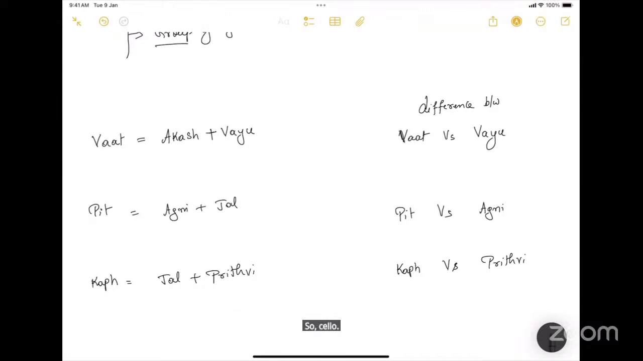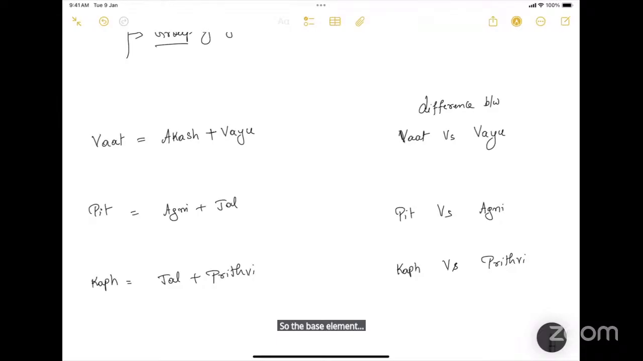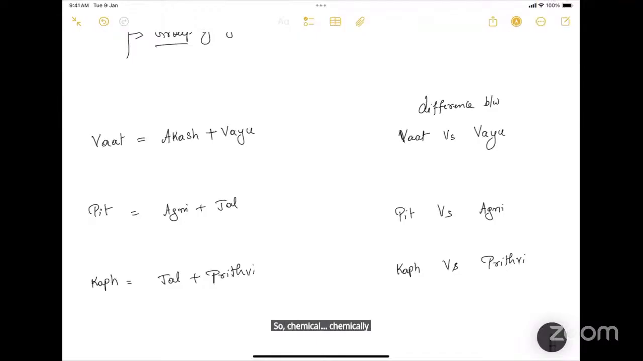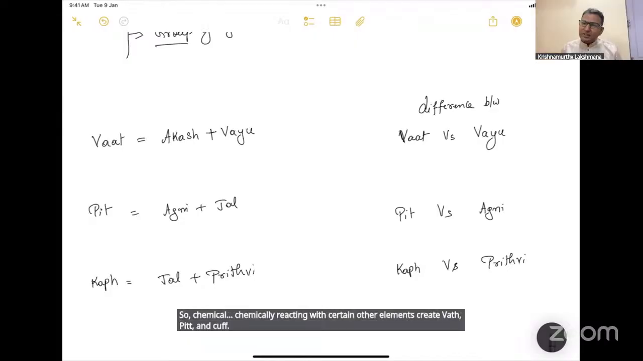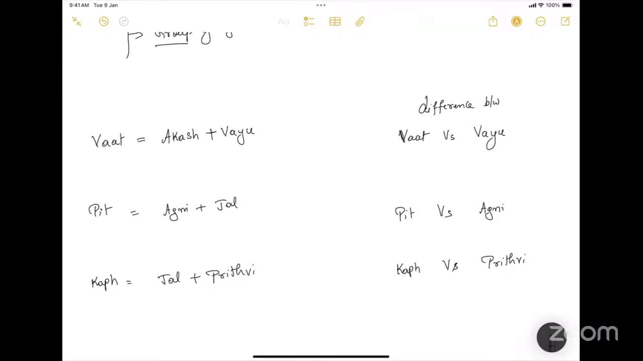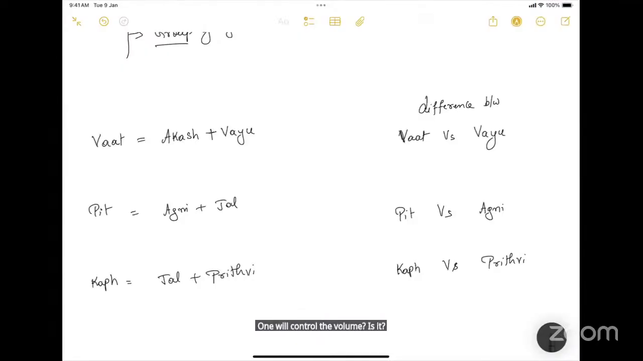I think it's just basic chemical reactions where mixing happens, because of which Pit, Vat and Kapha get created. So the base elements are Vayu, Agni and Prithvi, chemically reacting with certain other elements to create Vat, Pit and Kaph. It will create. The question is, what is it? It will control, sir. What will control the Vayu? Pit will control the Vayu? Is it? And Kaph, Jal controls Prithvi. Is it?